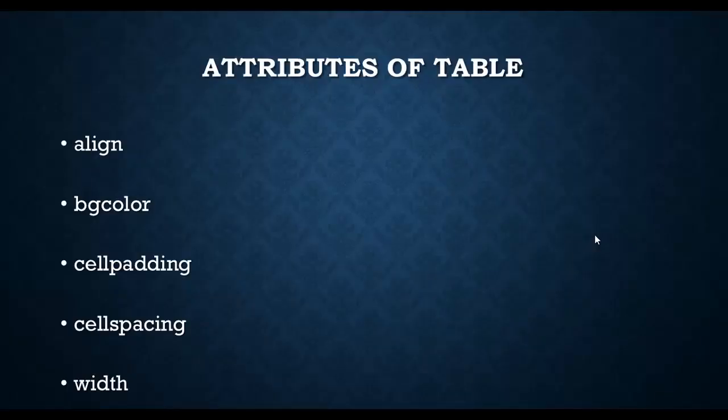Next attribute is bgcolor. bgcolor is used to define the background color of the table. Next two attributes are cellpadding and cellspacing. We will discuss these two attributes practically in our example. So let's move to our example.